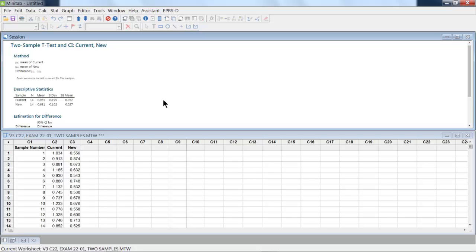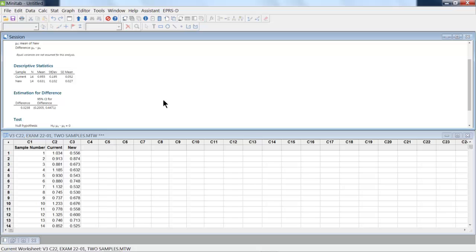The method that we're using is the mean value, that's the current, and the difference is mu1 minus mu2. Under descriptive statistics, we see that we have 14 samples for each of them, with a mean and standard deviation. We also have the standard error of the mean, which, you should recall, is the standard deviation divided by the square root of n. This particular value is used when calculating confidence intervals.